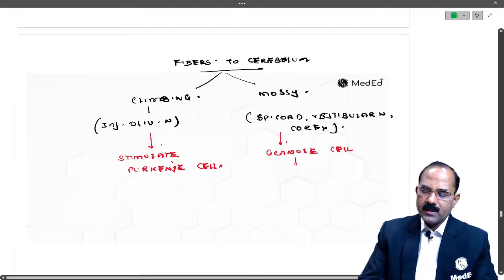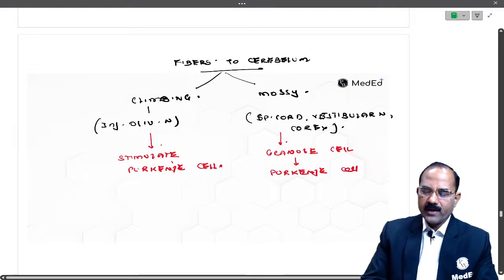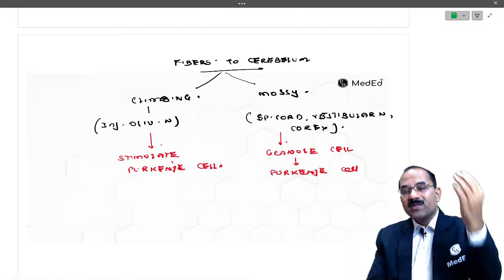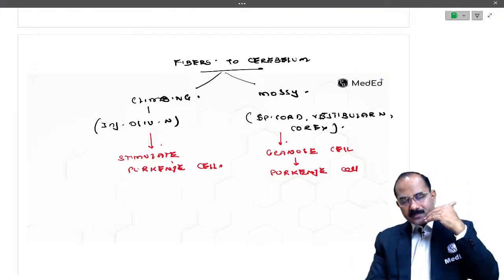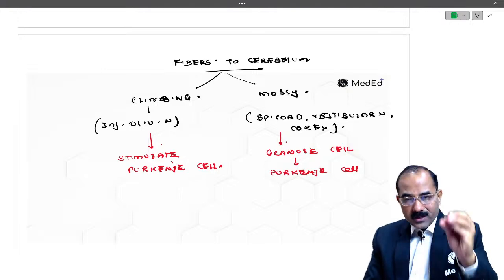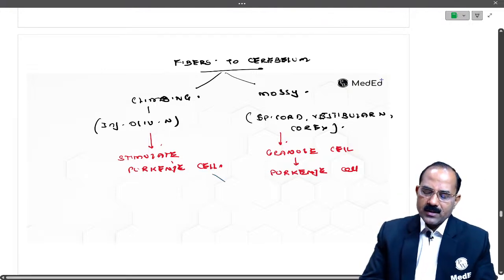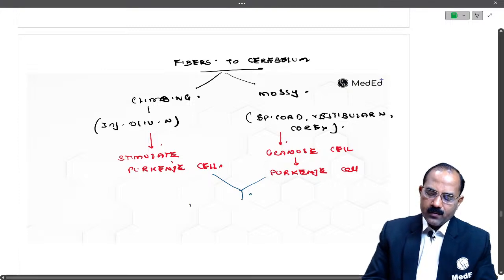The granule cell is further going to stimulate the Purkinje cell. Finally, who's going to be stimulated? Purkinje cell. The climbing fiber directly stimulates the Purkinje cell, while the mossy fibers first stimulate the granule cell, which further stimulates the Purkinje cell. Now, once this Purkinje cell is stimulated, what is it going to do?